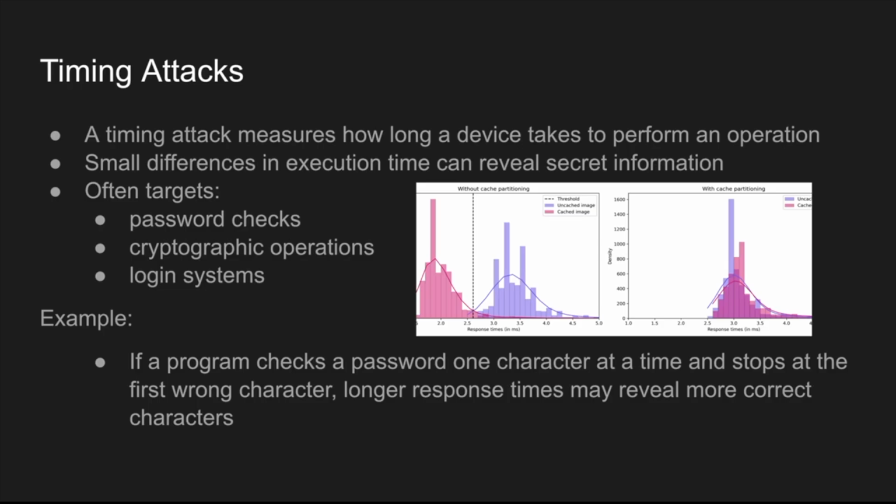For example, if a password checker compares characters one at a time and stops when it finds a mismatch, a guess with more correct characters will take slightly longer to process. By repeating this process many times and analyzing the different timings, an attacker can slowly reconstruct the correct password or secret key.